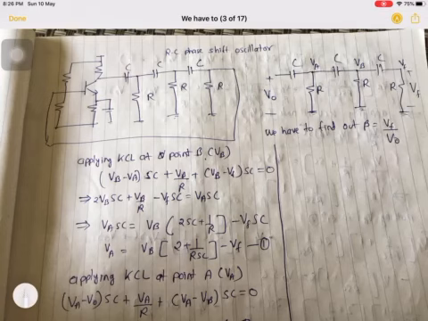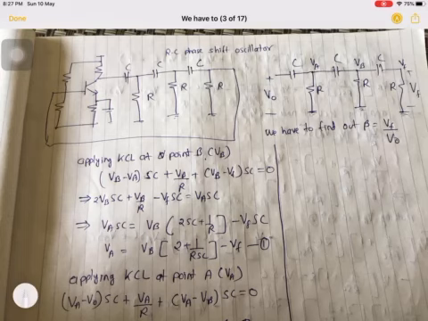So we have to find out what is the value of beta. So what will I do? There are 3 points: VA, VB, and VF. I'll apply KCL one by one and I'll try to derive the relation between VF and V0. So first, let me apply a KCL on B point. Applying KCL at point VB: (VB minus VA) into SC, then VB by R plus (VB minus VF) into SC equals 0. This is my first equation.